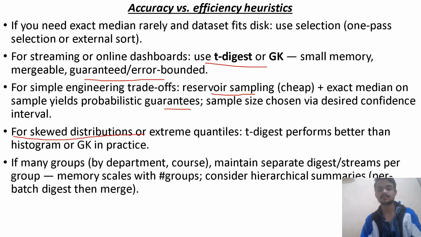For skewed distributions or extreme quantiles, T-digest performs better than histogram or GK. With many groups, maintain a separate digest stream per group. Memory scales with the number of groups, so consider a hierarchical summary.